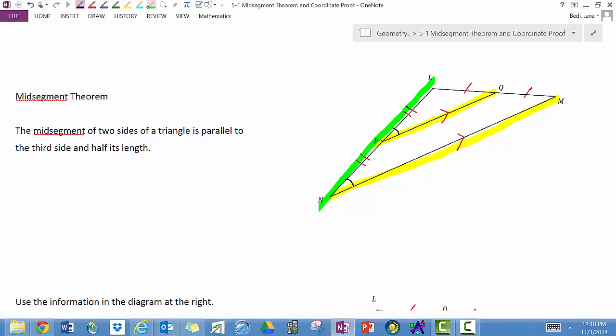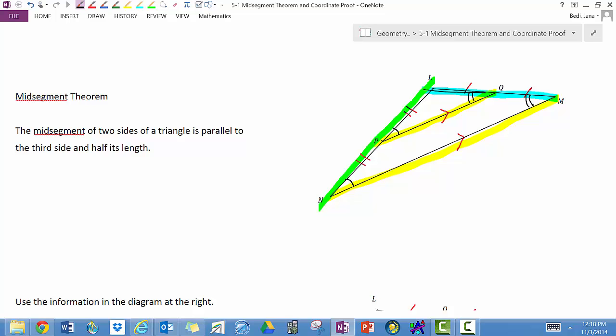Similarly, if you look at transversal LM, then you get these angles that are corresponding angles. They are also congruent. And that is just something to remember in case you need to find angle measures.